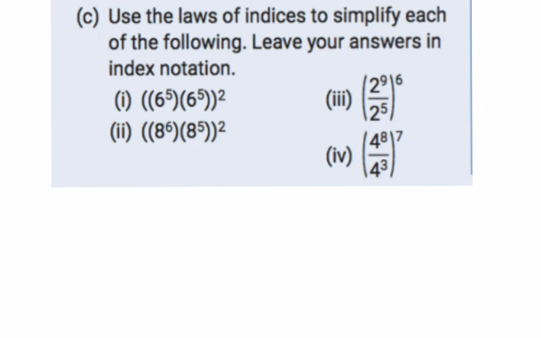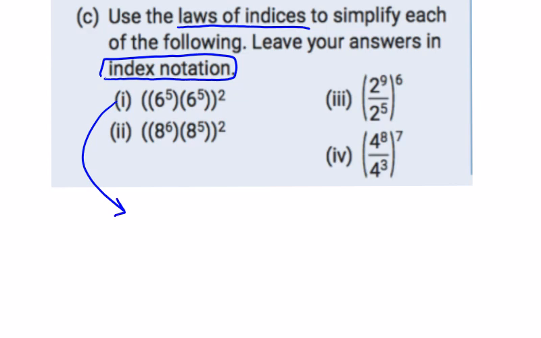In part C of question 1, we're asked to use the laws of indices to simplify the following and leave your answer in index notation. So we want a power in the answer. If we simplify inside the brackets first, 6 to the power of 5 by 6 to the power of 5 is 6 to the power of 10. We add when we're multiplying, and then power to a power we multiply, so this is 6 to the power of 10 by 2, which is 6 to the power of 20.